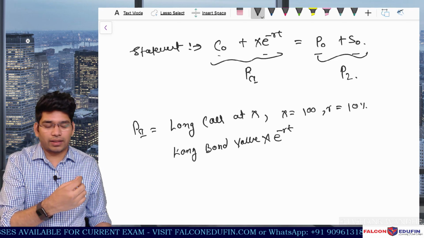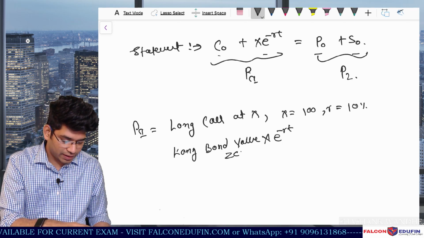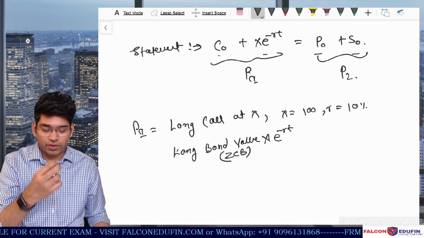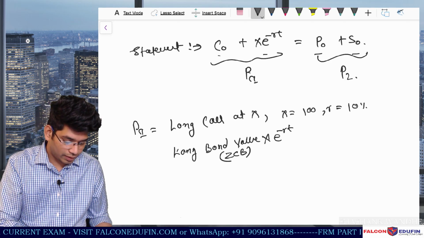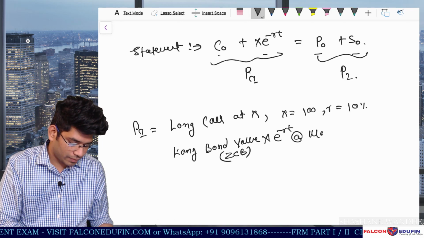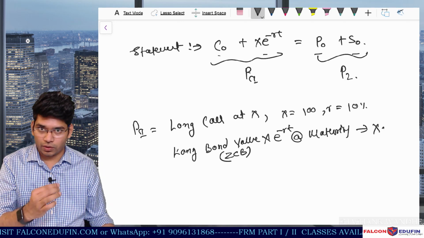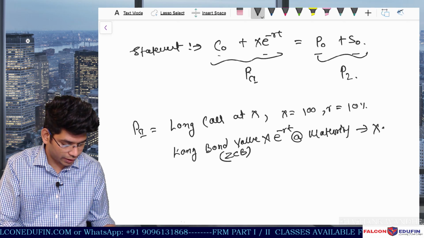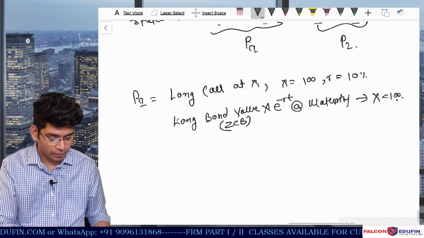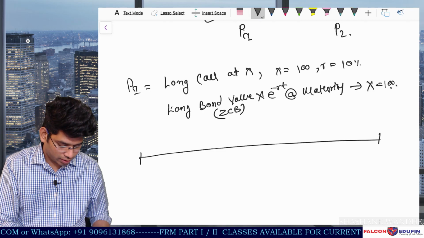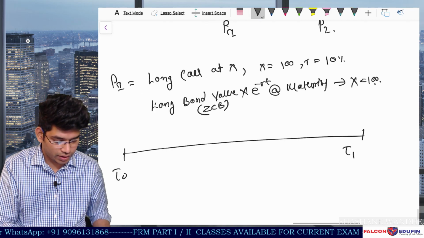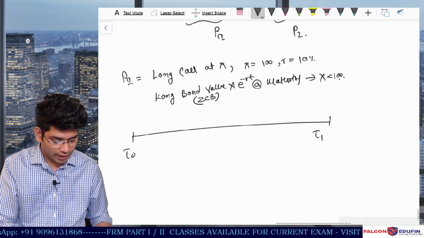So we will assume that this is a ZCB, and at maturity this will produce X. X is 100 here, which is 100. Okay, now let's see what happens at T0 and T1. This is your T1. Now we will take the two cases.